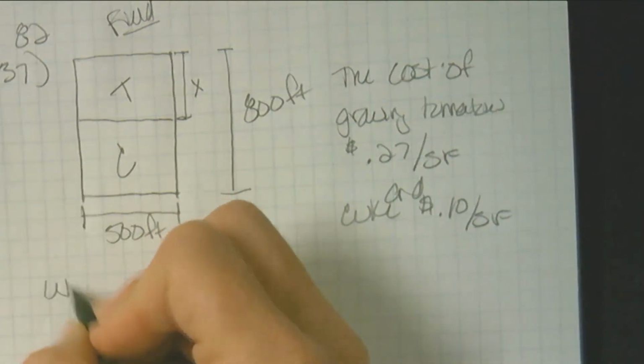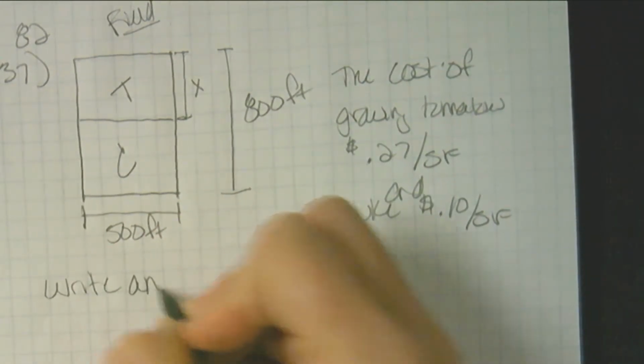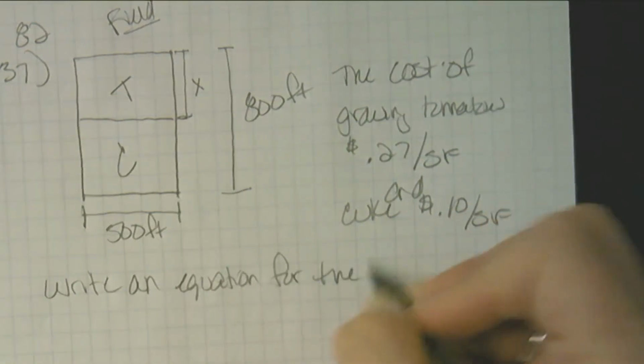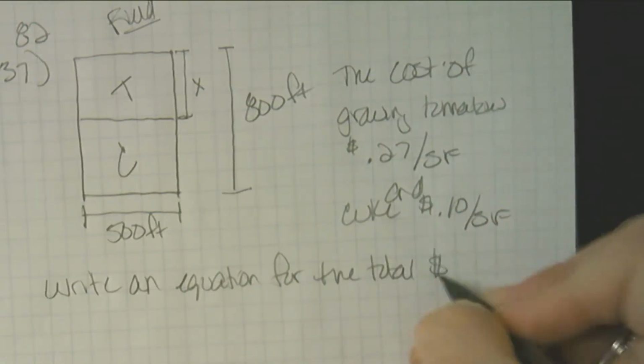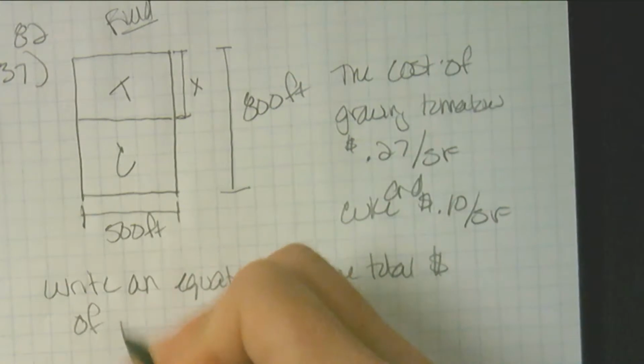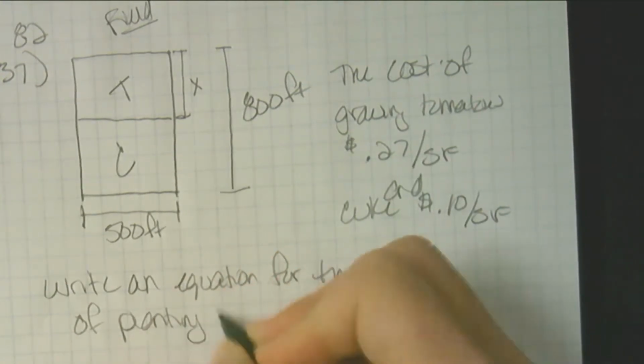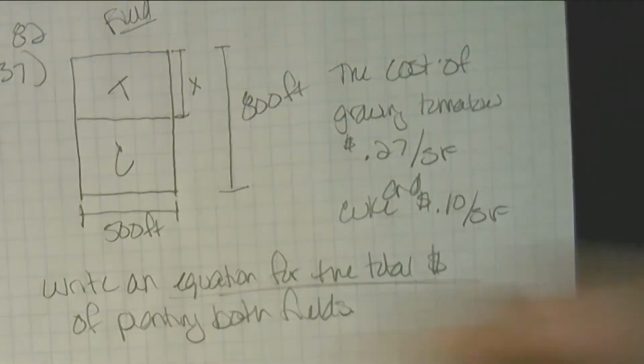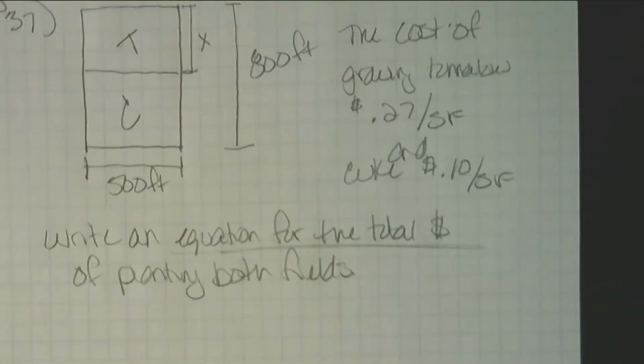I want to write an equation for the total cost of planting the fields, planting both fields. It's a total cost, so it's all together. Okay, so this is my advice to you.